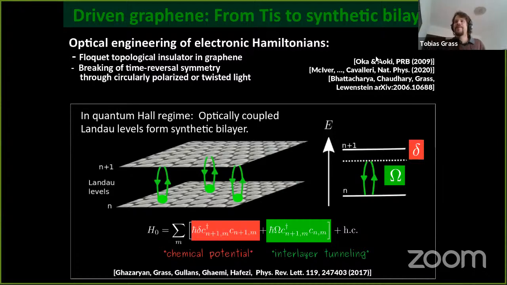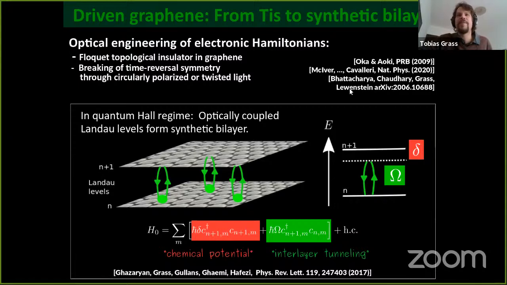Now let me switch finally to the electronic systems, in particular graphene systems. There have been, I mean, many ways to change the behavior, the topological behavior of electronic systems in the past, particularly through optical driving. There has been the early proposal of Oka and Aoki to make a topological insulator out of graphene. And that has been realized also last year in Hamburg in Cavalleri's lab.